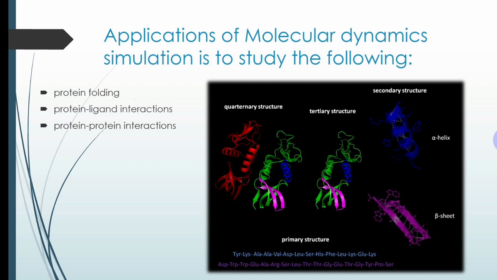drug discovery. By simulating the binding of a ligand to a protein, researchers can identify the key factors that contribute to binding affinity and design new drugs that target specific binding sites. This approach has been used successfully to develop new drugs for a wide range of diseases, including cancer, Alzheimer's disease, and HIV. Molecular dynamics simulation can also be used to study protein-protein interactions, which are critical for many biological processes, including cell signaling and immune response.